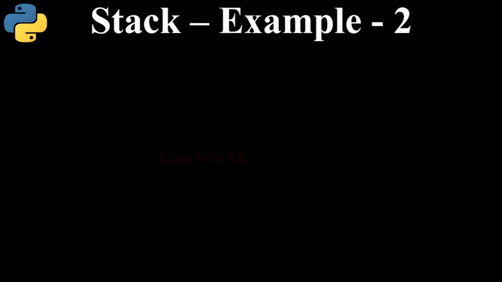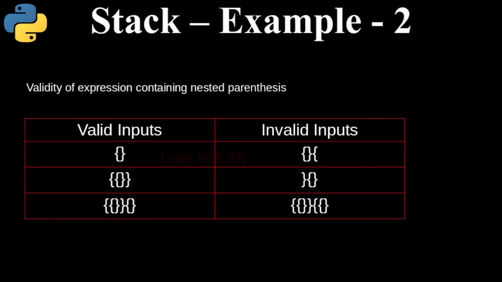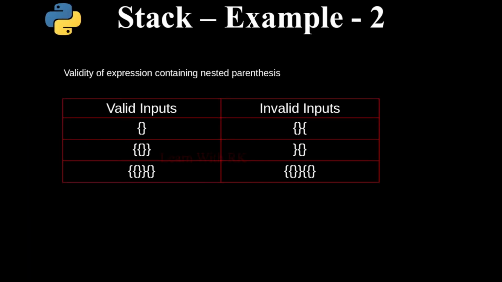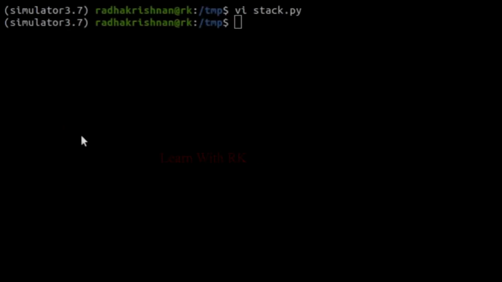Example 2. Stacks are also used to check whether an arithmetic expression containing nested brackets is properly closed or not. In this example, the first column represents all the valid inputs and the second column represents all the invalid inputs. Let's try to solve the problem in code. Let's get into the shell or IDE. Let's create a new file called stack.py.